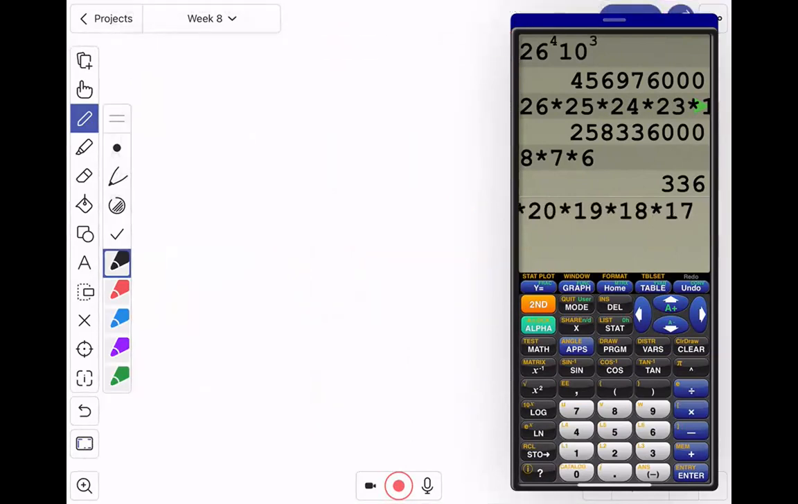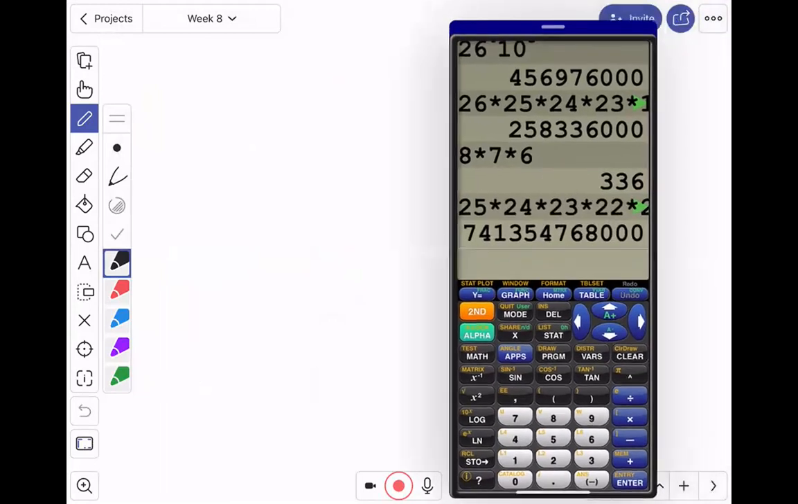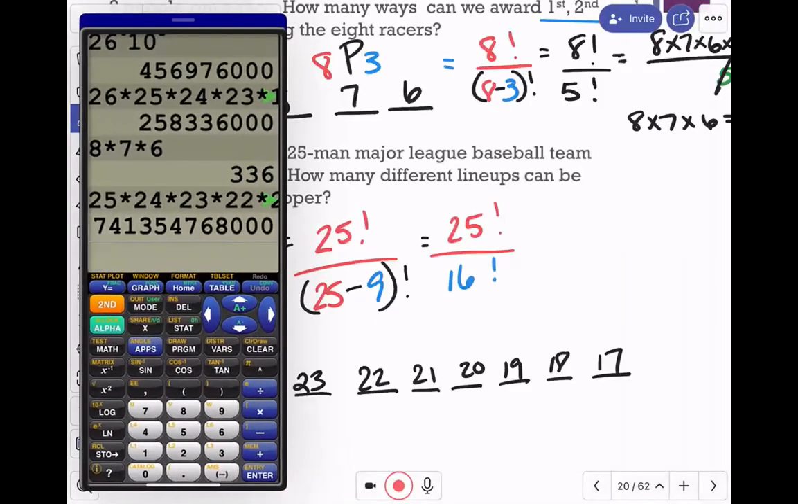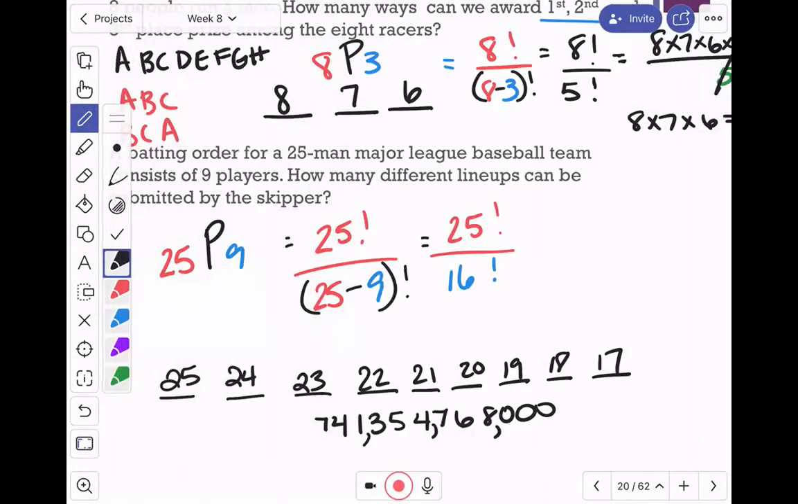This is not a fun calculation, by the way. There you go. That's a huge number. This is 7, 4, 1, 3, 5, 4, 7, 6, 8, 0, 0, 0. What's that? 741 billion, 354 million, 768,000 different ways to rearrange this. That seems kind of absurd.